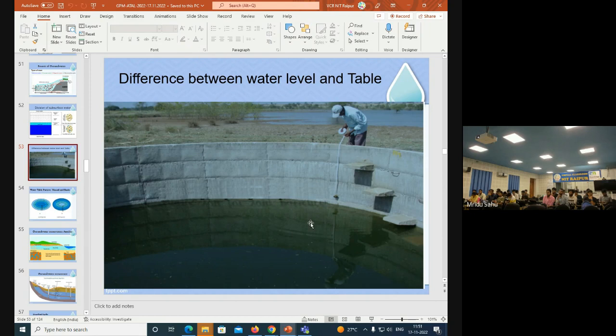So here you see, this person is measuring the water level value. This person has a measuring tape, and what he is trying to measure is the water level value. So from the ground surface, how deep is the water level? How deep the groundwater is from the ground surface is known as your water level.